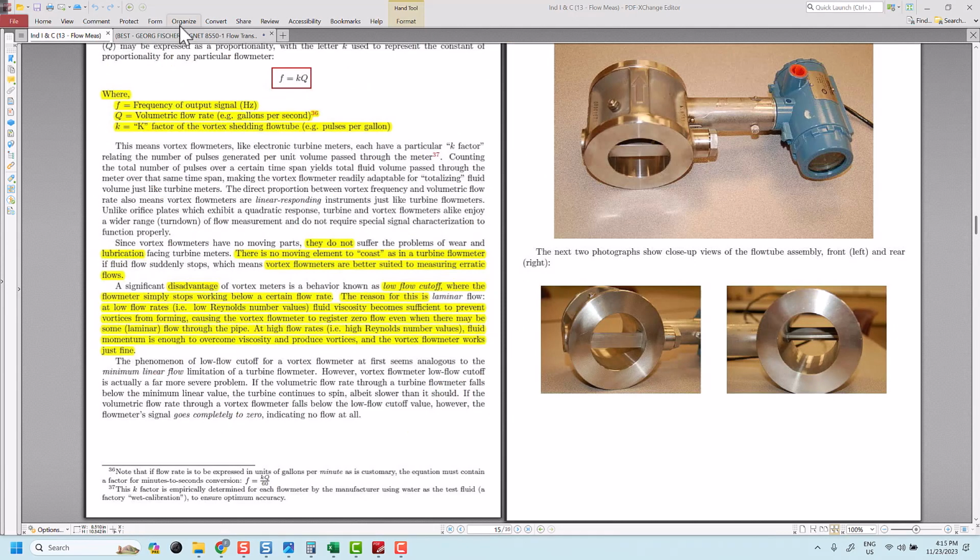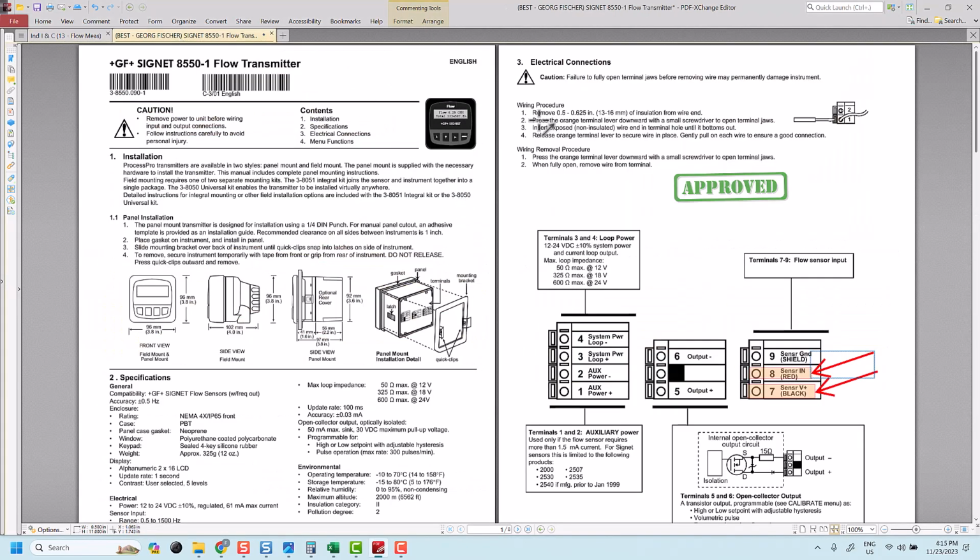Let me show you another manual. This is the manual that I took from GF CNET. This is an example of the flow sensor terminal point. Okay, you can see sensor in and sensor V plus. So you can use a frequency signal generator or any signal generator to inject the frequency to these two termination points. So it will give you the corresponding volumetric flow rate based on the formula given just now.